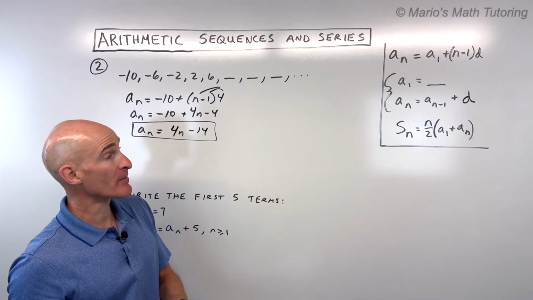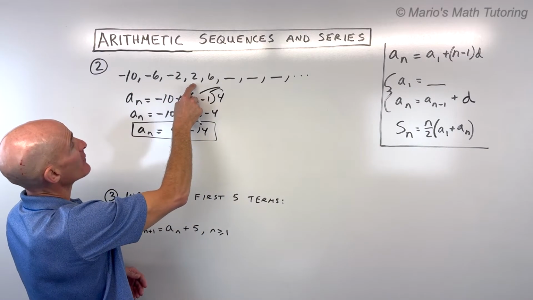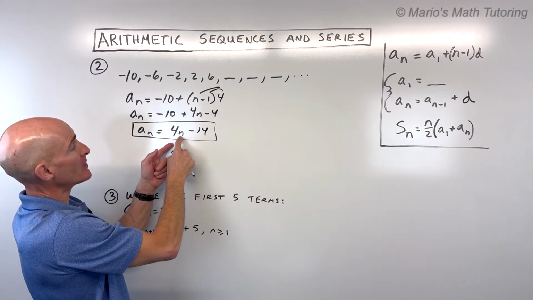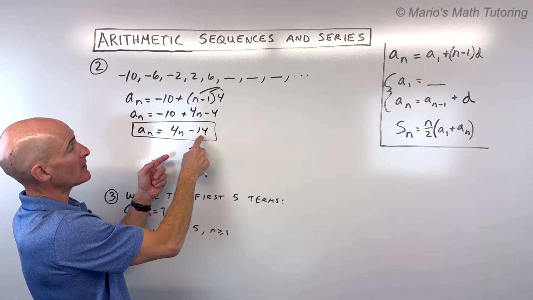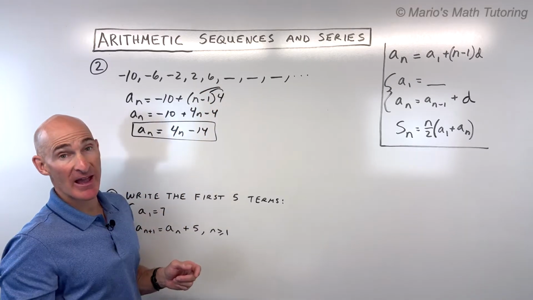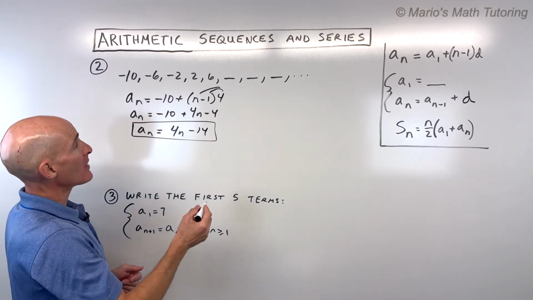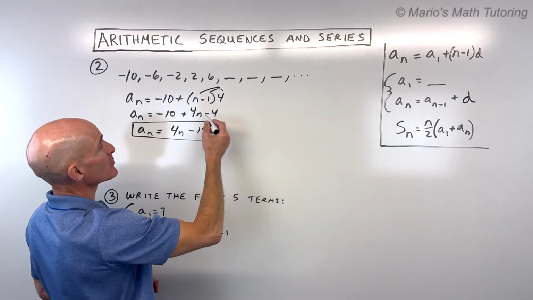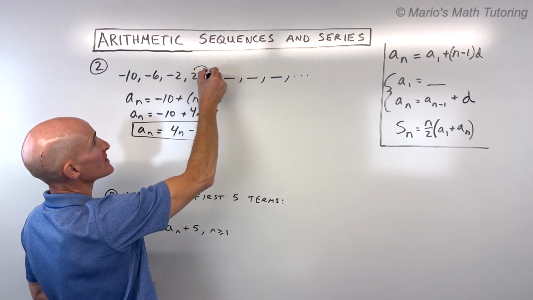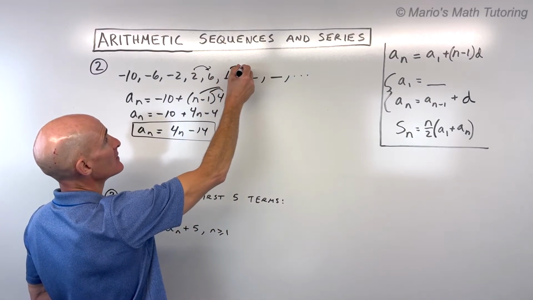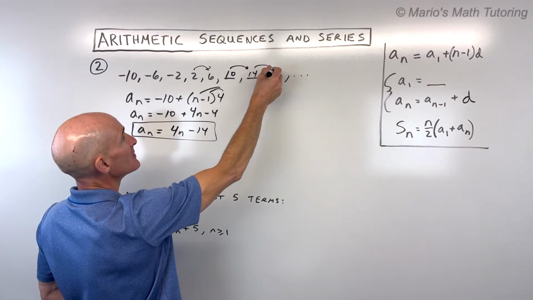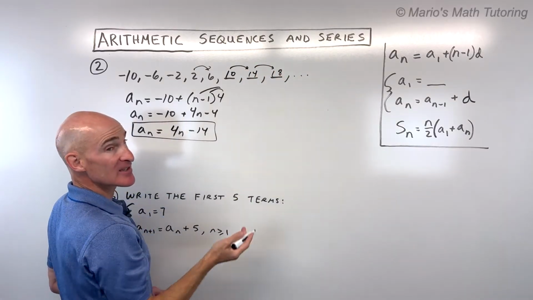Now, sometimes I like to check my work. Say, for example, I want to find the 5th term. If I put 5 in here, 4 times 5 is 20, minus 14 is 6. See, it matches, so it checks out. Now, if I want to find the next 3 terms, that's pretty easy. We decided that we were adding 4 each time, so this is going to be 10, this is going to be 14, this is going to be 18, etc.